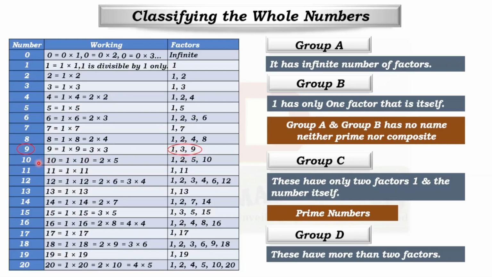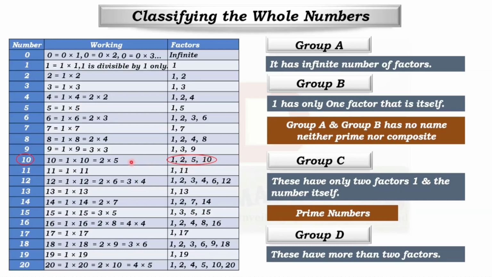The next number 10 has four factors: 1, 2, 5 and 10 itself. Means more than two factors. Here 2 and 5 are the other factors, from the factors 1 and 10, the number itself.